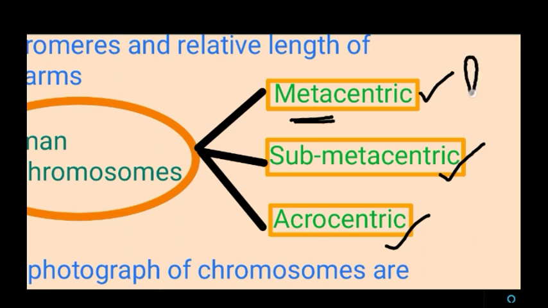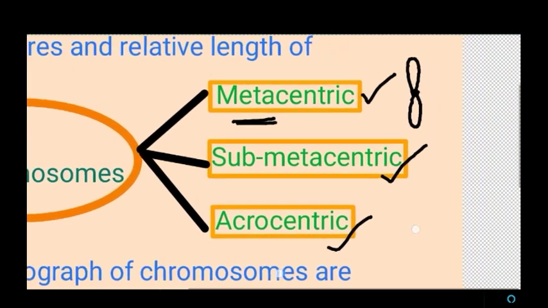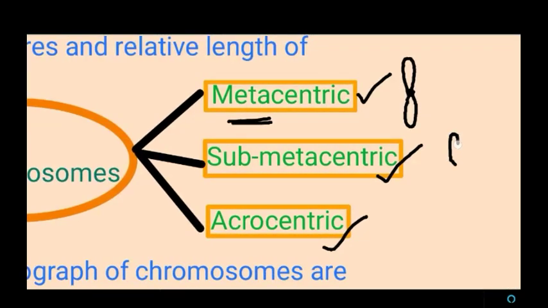In metacentric chromosomes, the arms are equal and the centromere is present at the center of the two arms. In submetacentric chromosomes, the arms are unequal. One arm is large and the other is small, because the centromere moves towards one end of the chromosome. In acrocentric chromosomes, the centromere is present at one end of the chromosome, so it appears to have only one arm.